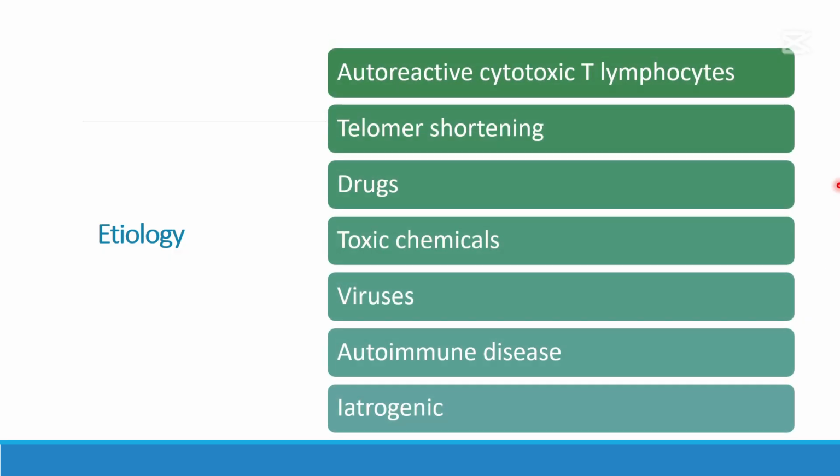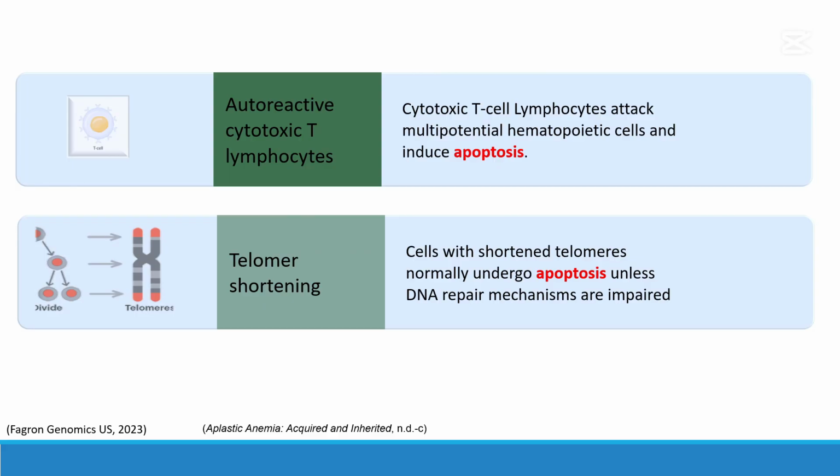Aplastic anemia can result from several causes, like autoreactive cytotoxic T lymphocytes, telomere shortening, some drugs, toxic chemicals, viruses, autoimmune diseases, and can be iatrogenic. So, one of the suggested mechanisms of aplastic anemia is autoreactive cytotoxic T lymphocytes, which usually attack hematopoietic stem cells, leading to apoptosis.